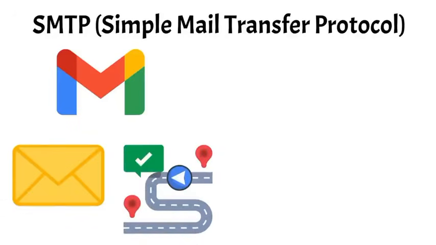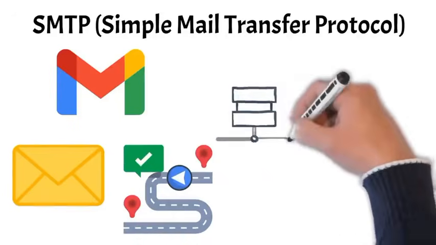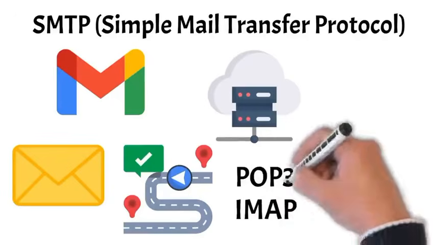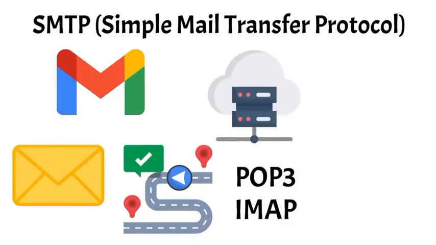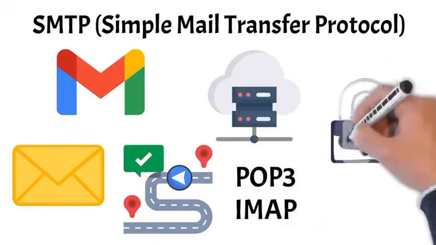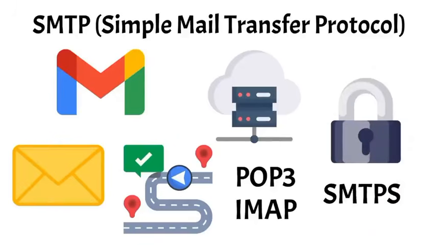While it handles outgoing mail, SMTP is often paired with protocols that manage the retrieval of incoming mail, like IMAP or POP3, which we'll cover later in the video. Like the previous protocols we covered, SMTP itself does not provide encryption, so secure versions like SMTPS are used to protect email content during transmission. Next, let's take a look at DNS.